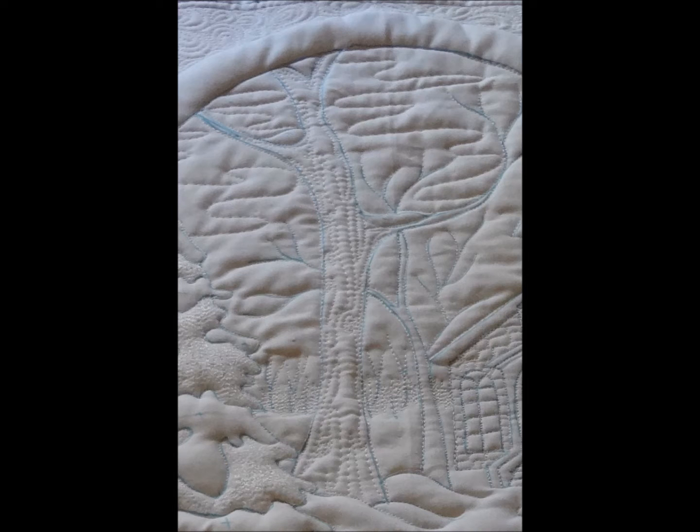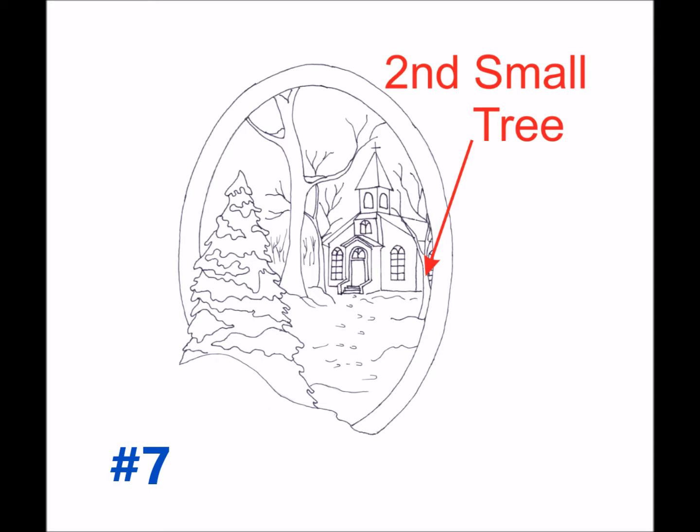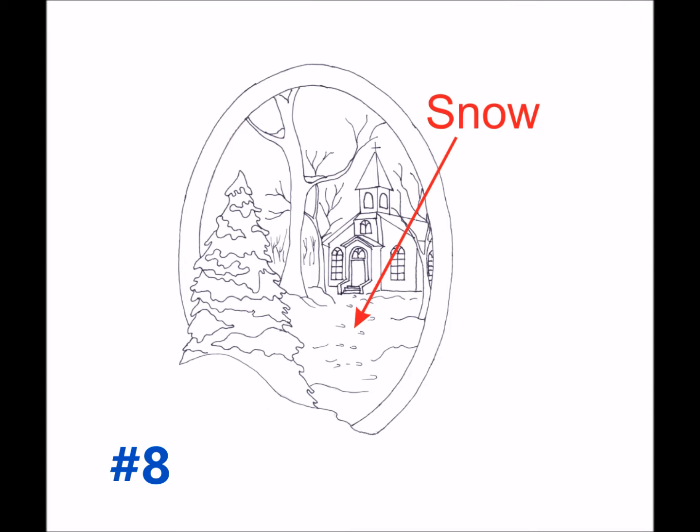We're picking up after finishing the large tree in part 5. The next thing that we come to is a second small tree for the church scene. And I don't think you need me to show you how to do that. Just follow what you did with the first one. But we do need to talk about the snow.